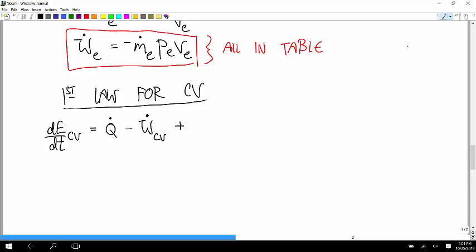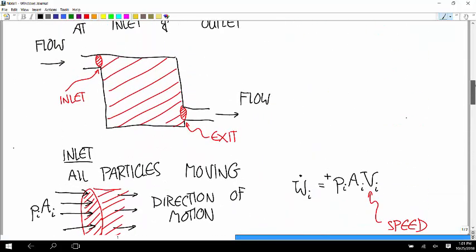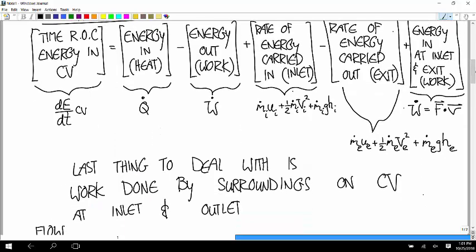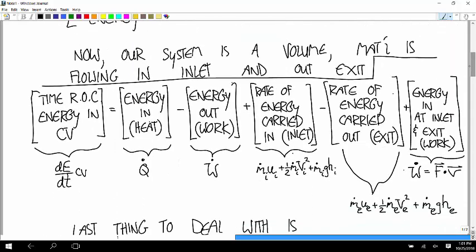Plus, now we're on to these two terms where we're dealing with the rate of energy carried in at the inlet and out at the exit. We have m dot times all of these three things. So for this one, it's going to be m_i dot times a bunch of stuff in parentheses, and then minus m_e dot times a bunch of stuff in parentheses.